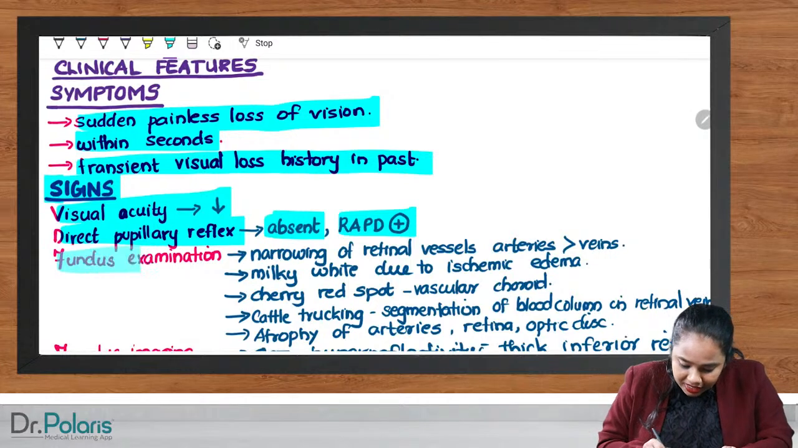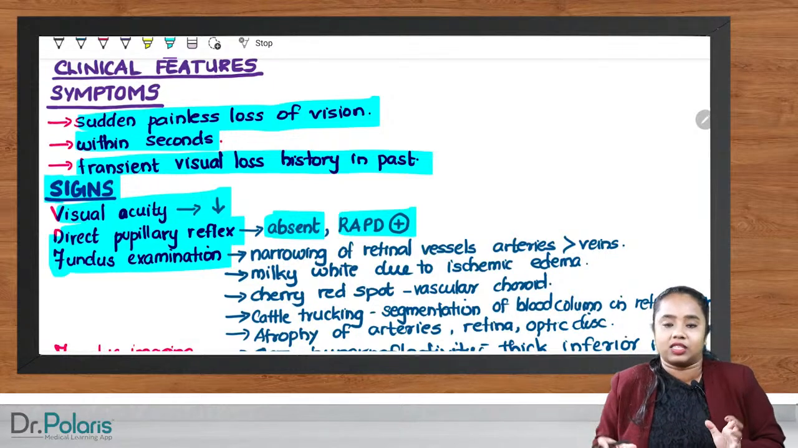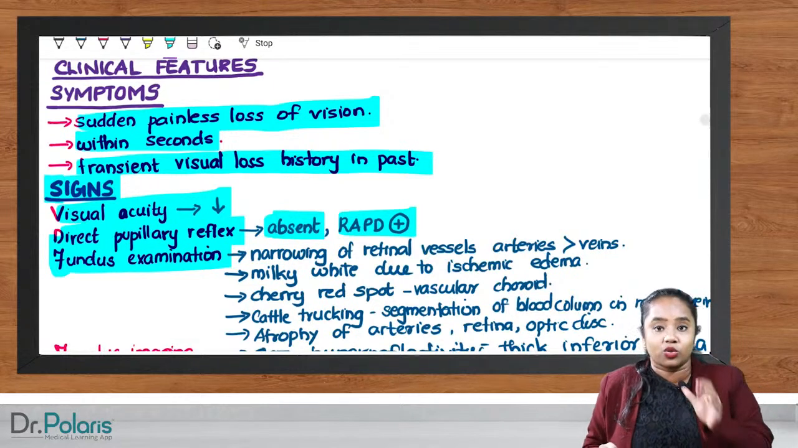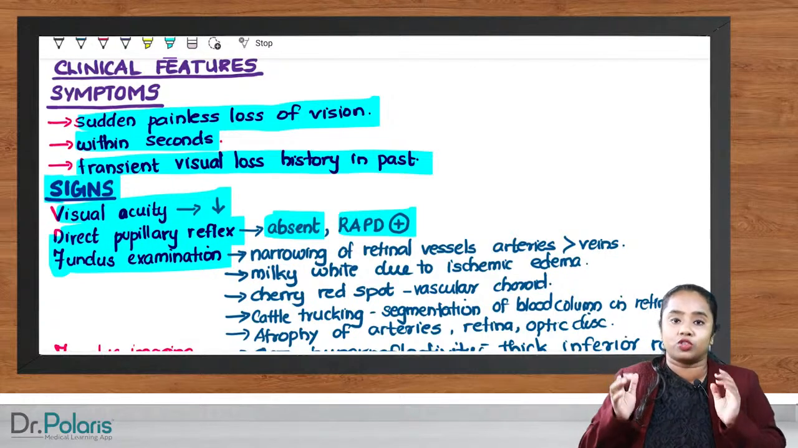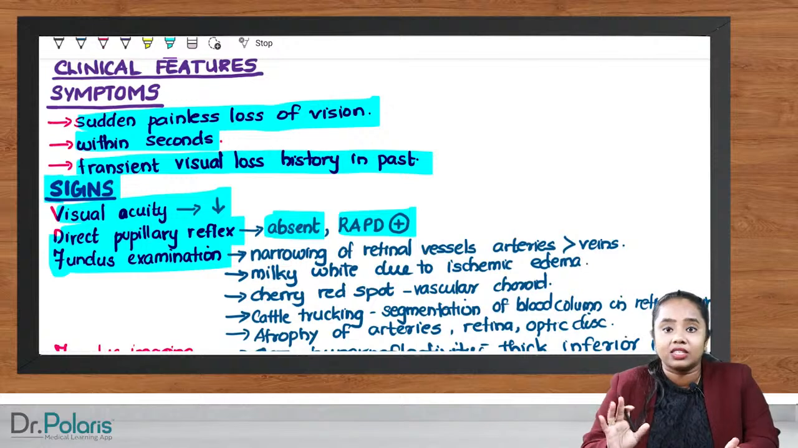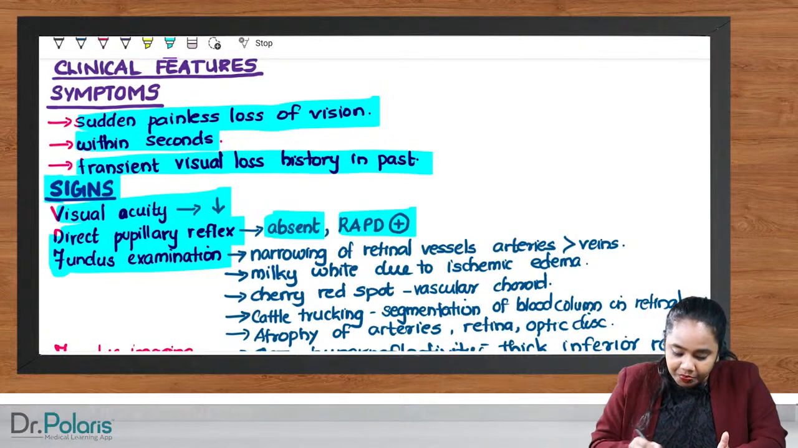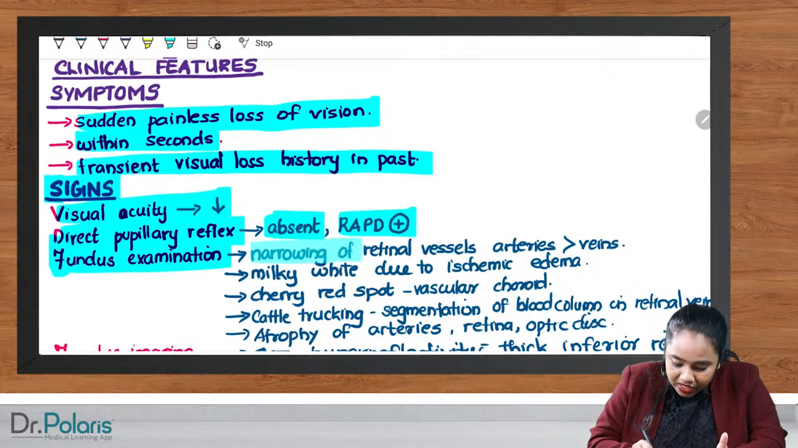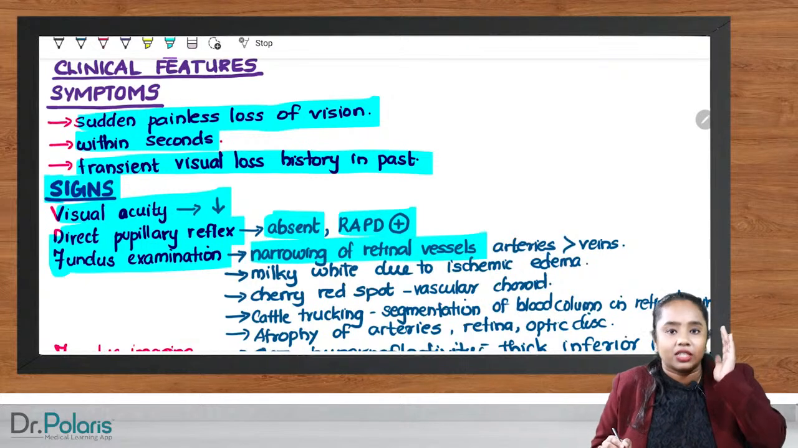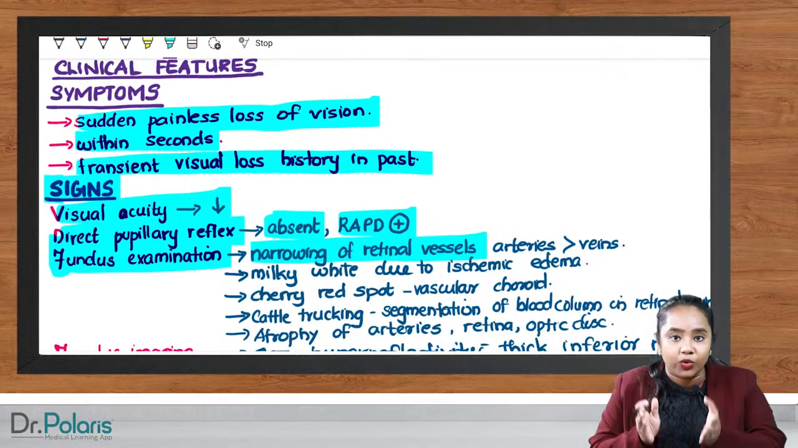Now, coming to the fundus examination. This is where you can find a lot of signs, because it is about the retina. The retina will show maximum changes because of the occlusion of the central retinal artery. The first thing is there is going to be ischemia in that area. So, think in that sense and then evaluate the fundus. Obvious narrowing of the retinal vessels is going to be there, because the arteries are getting occluded.